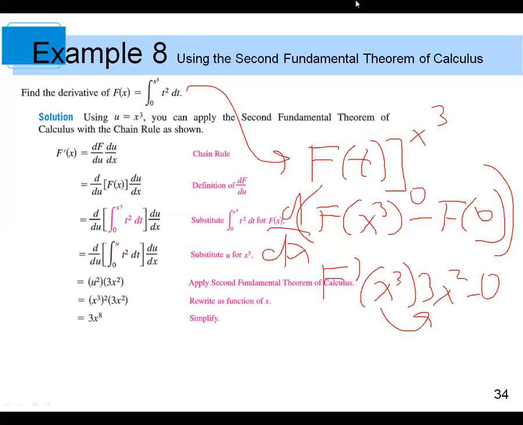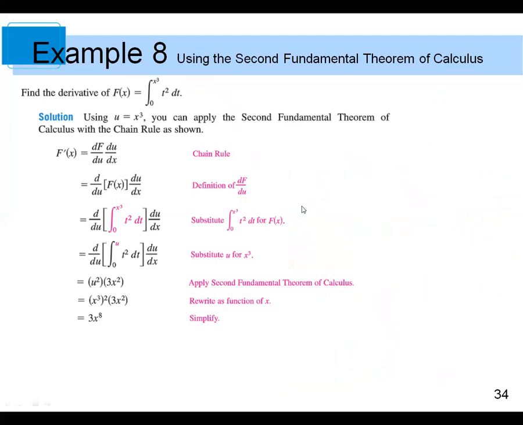Well, capital F represents the antiderivative of t squared. Well, if I do capital F prime, I'd be taking the derivative of the antiderivative, so I'd be back to t squared, but this represents the t squared with x cubed plugged in. So it's going to be x cubed squared times 3x squared. And if I simplify that, that'd be x to the 6th times 3x squared, which you can simplify to 3x to the 8th. Okay, so I hope that cleared it up a little bit better for you.